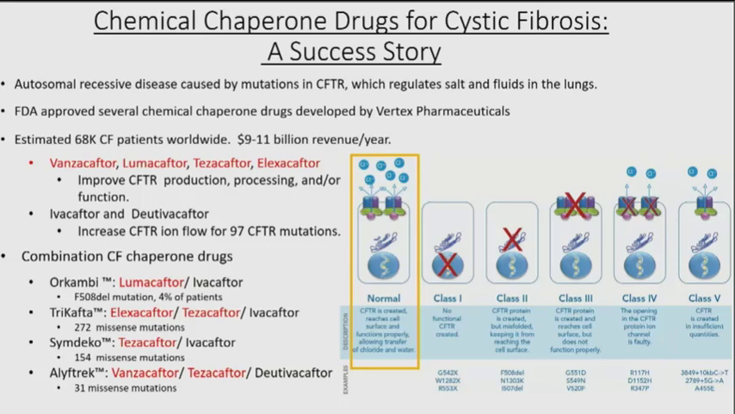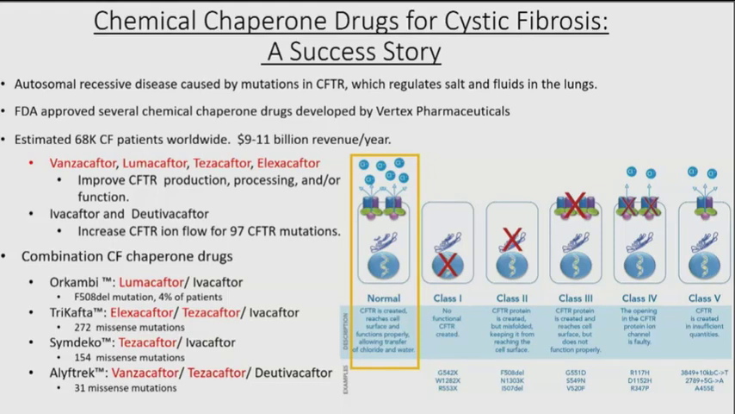There are 6 different compounds I've listed up here. All of them have chaperone-like activity. The first ones that were discovered by Vertex were ivacaftor and deutivacaftor. Caftor just stands for cystic fibrosis transmembrane receptor. All of them seem to have that suffix at the end, and they have unusual names. But ivacaftor and deutivacaftor were able to bind to CFTR and increase its ion flow.